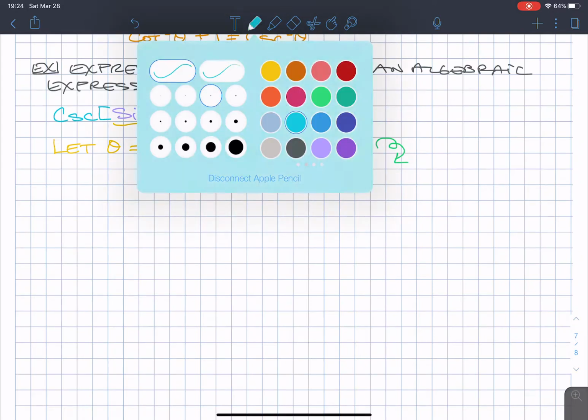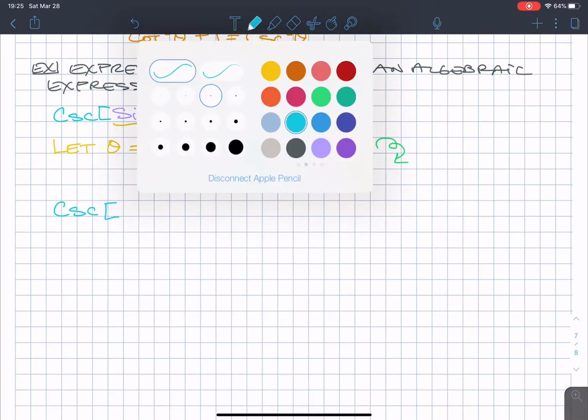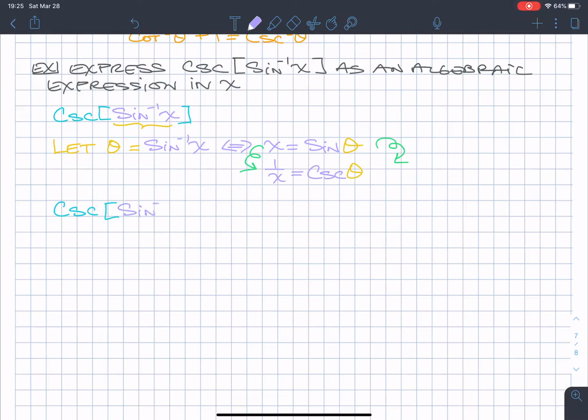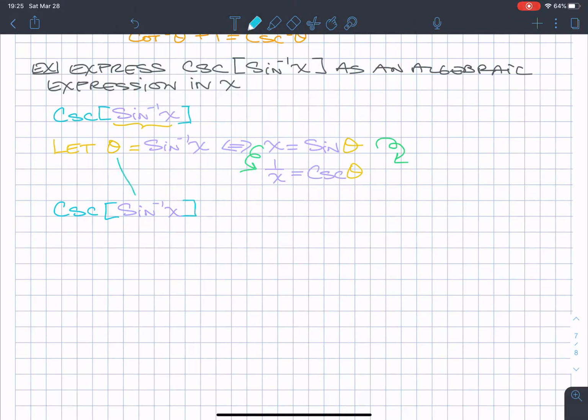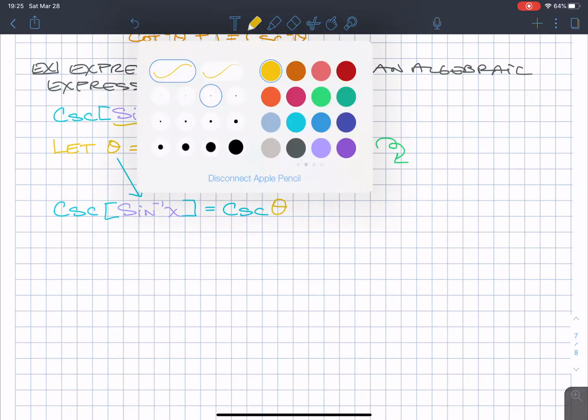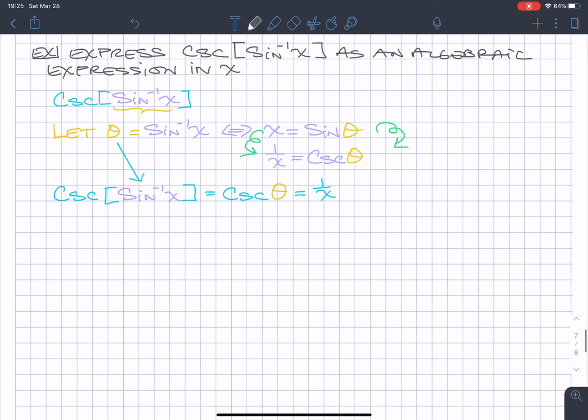Okay, now let's go back to the beginning. I was given cosecant of inverse sine of x, but what did I let sine inverse of x be equal to? I let it be equal to theta, so I can write this as cosecant of theta. And I just found that cosecant of theta was 1 over x, so there we are. Cosecant of sine inverse of x is 1 over x. Kind of makes sense, since cosecant is a reciprocal.